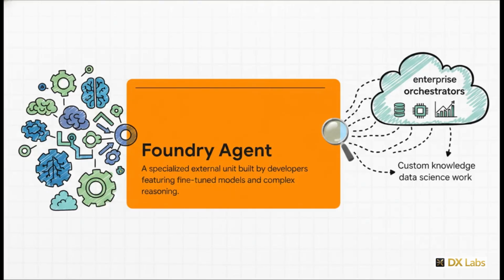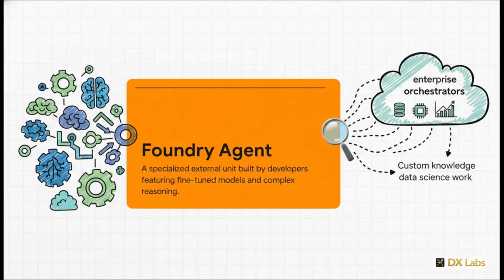So let's establish our baseline. A Microsoft Foundry agent handles capabilities that are way beyond what's practical to build directly within Copilot Studio. Think about enterprise scenarios where you need highly fine-tuned models, really complex reasoning chains, or custom knowledge configurations. By connecting to these external units, you get to directly leverage that existing, highly specialized data science work.